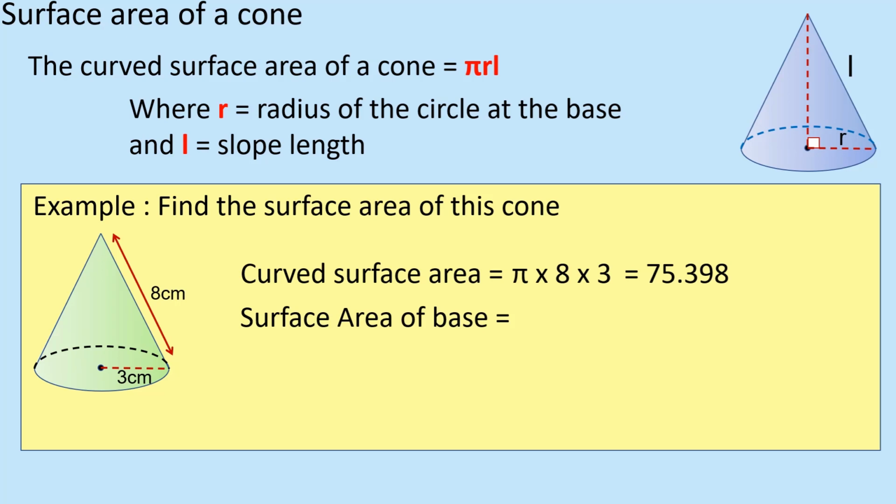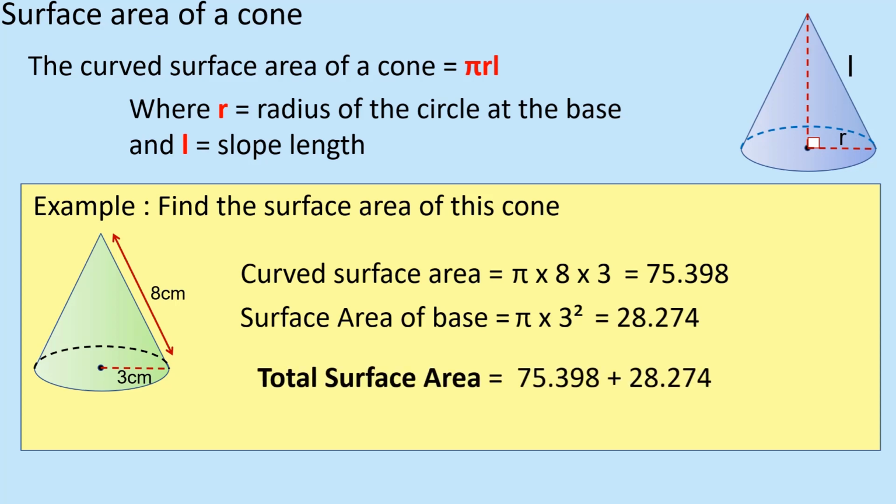area of the circle at the bottom. If you haven't looked at areas of circles, then please look at that before this one, because you need to know that as well. So the area of a circle is pi r squared, so pi times 3 squared, which is 9 pi, which is 28.27. So the total surface area is those two added together, which is that lot.